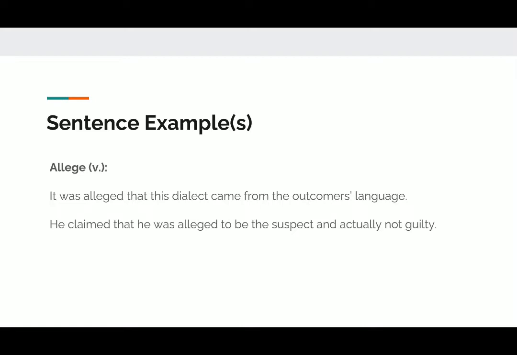In the first sentence, this dialect came from the Outcomers language. This thing is stated, but it doesn't have any proof to prove it. In the second sentence, he claimed that he was alleged to be the suspect. So it means he was said to be the suspect, but there's no proof to prove that he is the suspect. So in your academic assignments, when you want to say something is stated or something is claimed, but it is actually a hypothesis or a guess, you can say something is alleged.